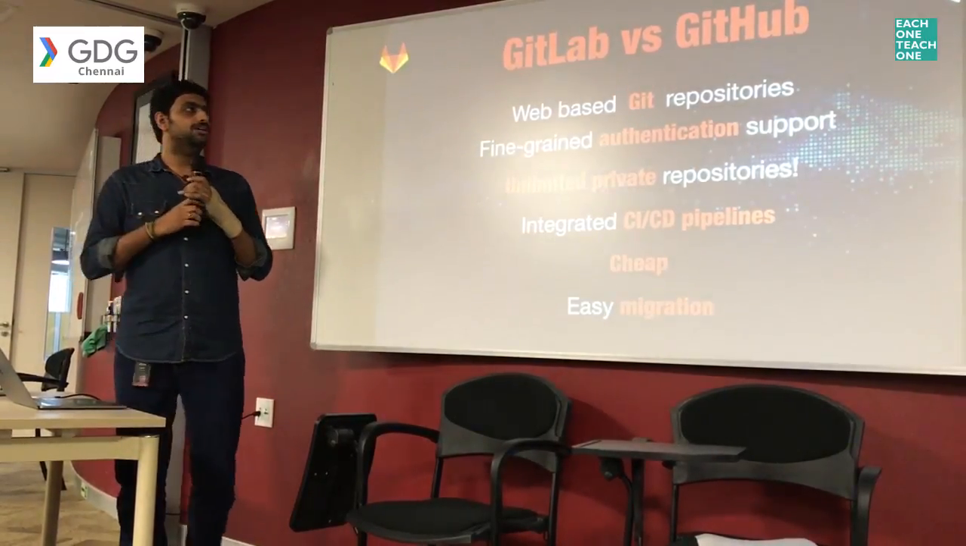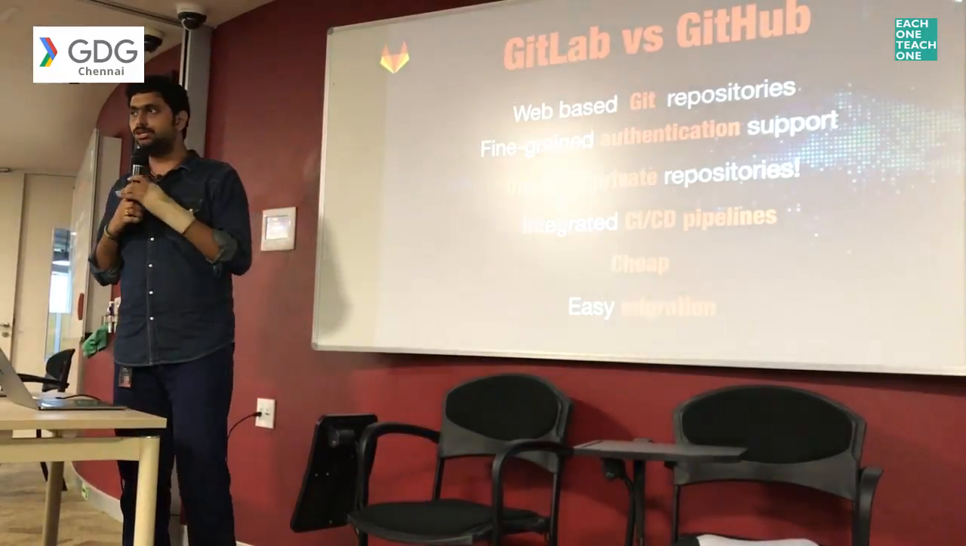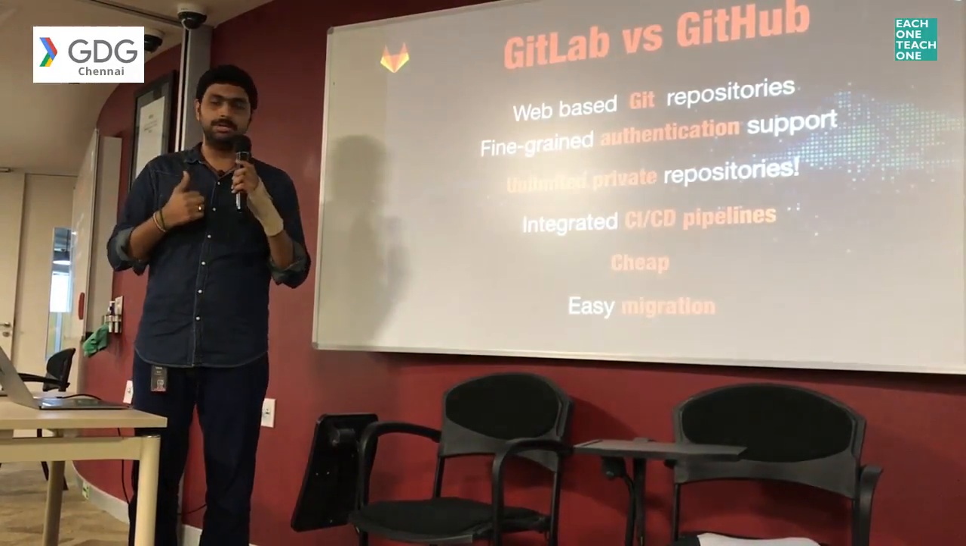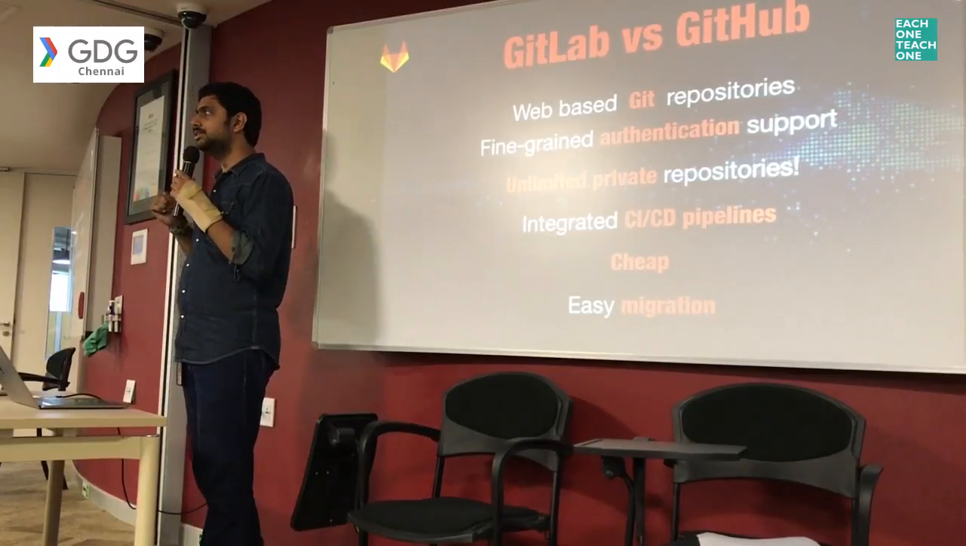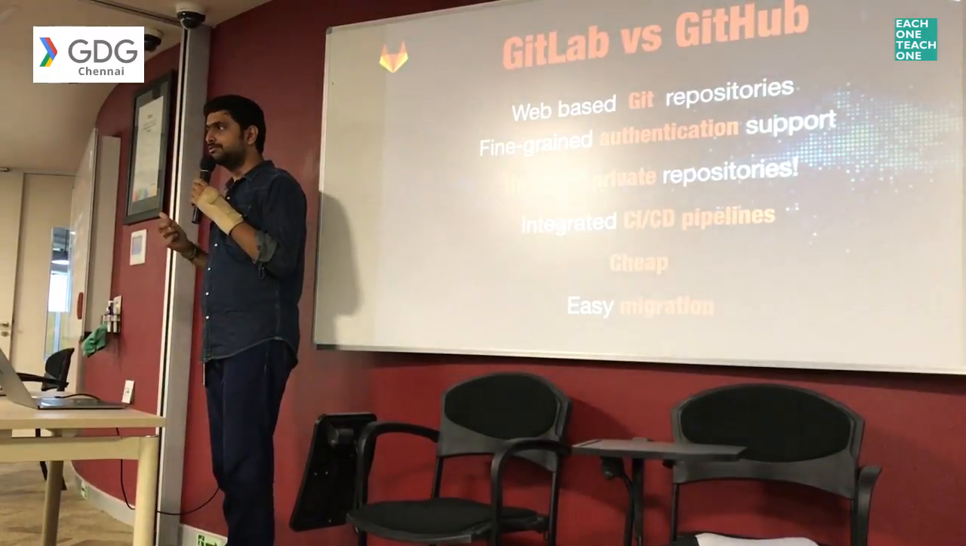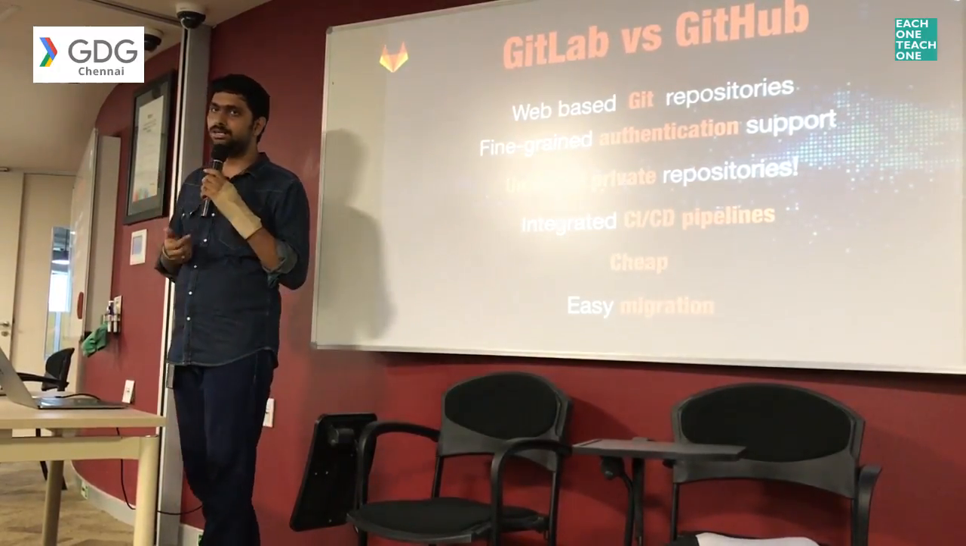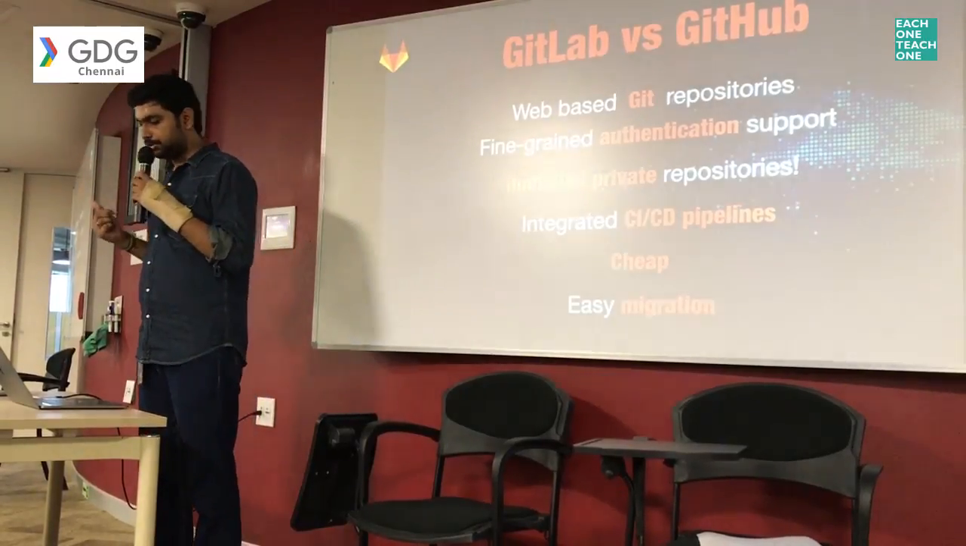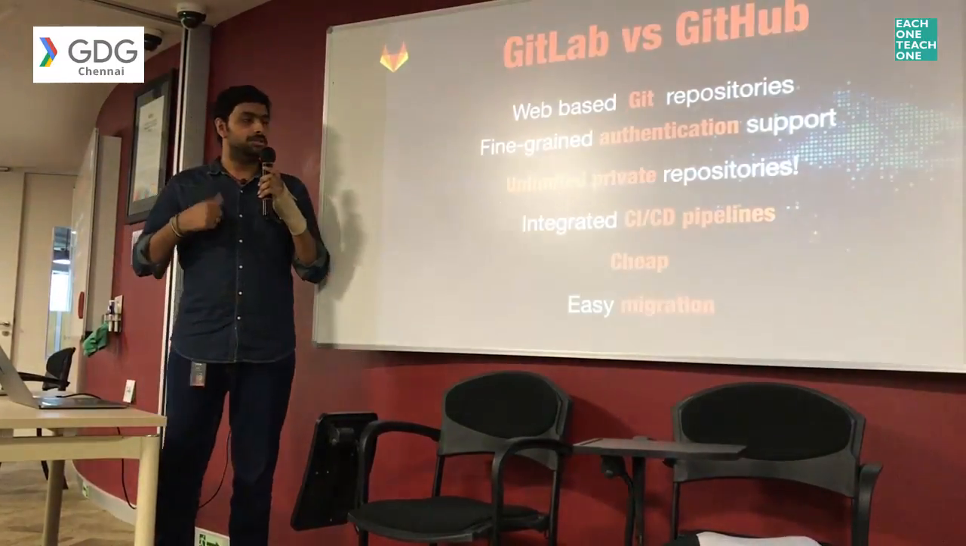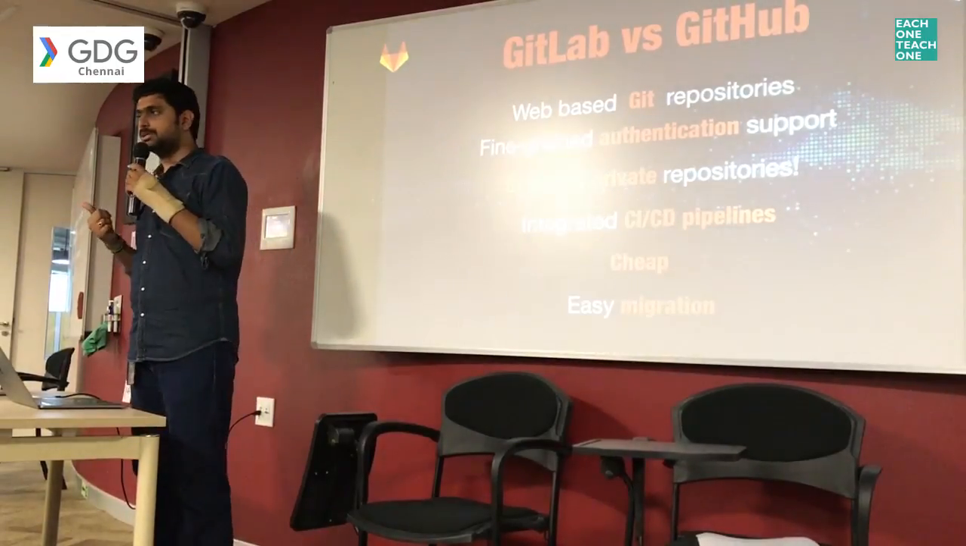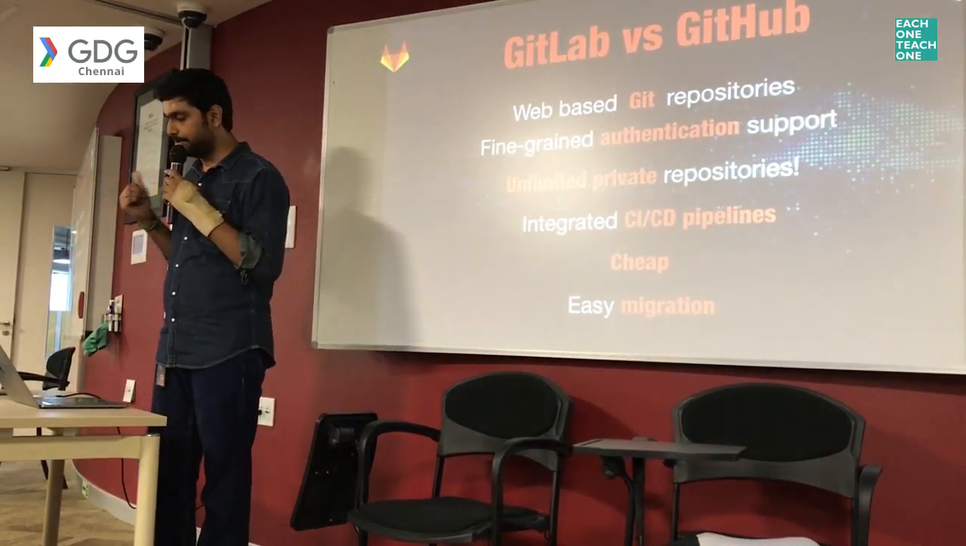And GitLab has inbuilt CI/CD, continuous integration and continuous deployment pipelines. GitHub doesn't have that. GitHub needs external third-party software like Travis, Jenkins, Circle CI, etc. So I'll come back to that later. And GitLab is much cheaper. Even if you want a paid subscription, GitLab is cheaper than GitHub.